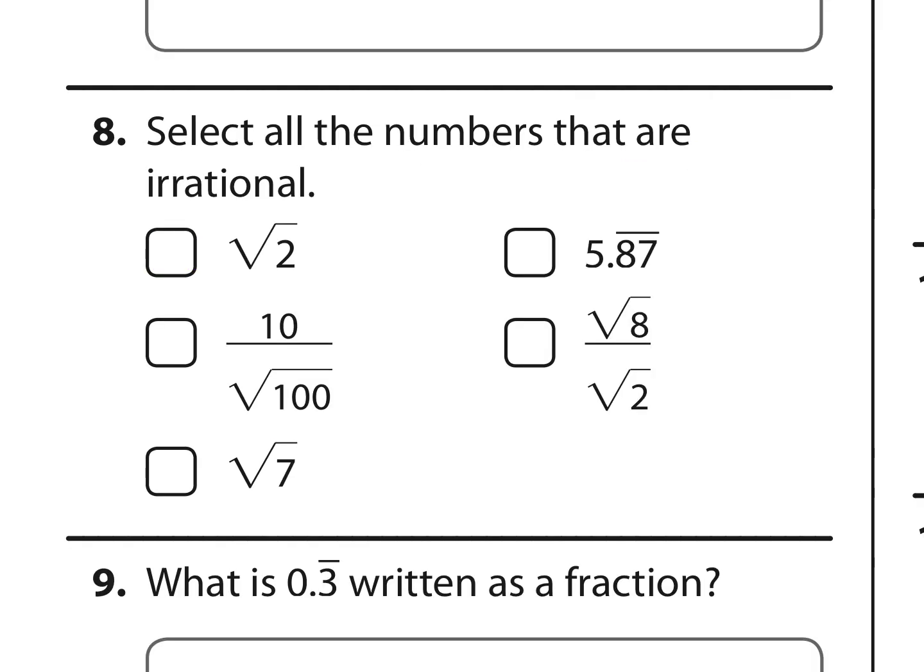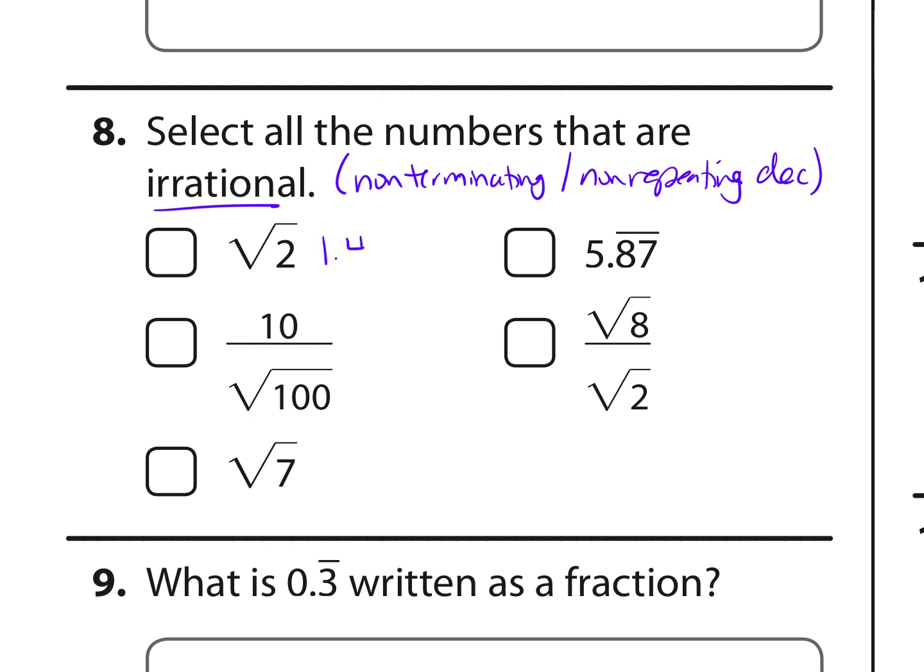Number 8 asks to select all the numbers that are irrational. So we know that means that these are non-terminating, non-repeating decimals. So we're going to type each of these into our calculator to see what we get. For square root of 2, we get 1.414... It keeps on going.